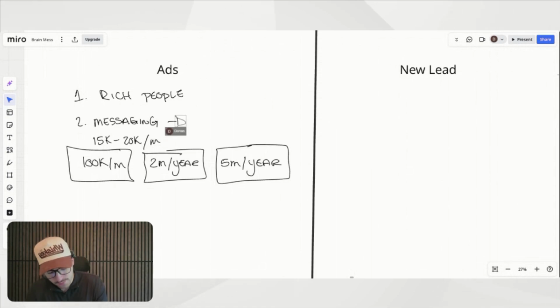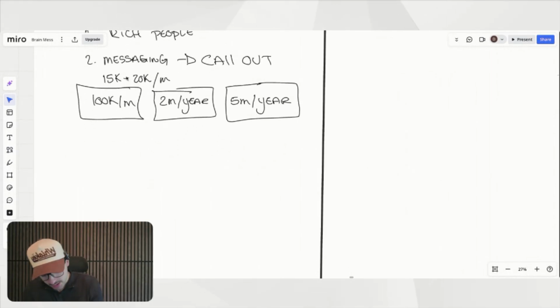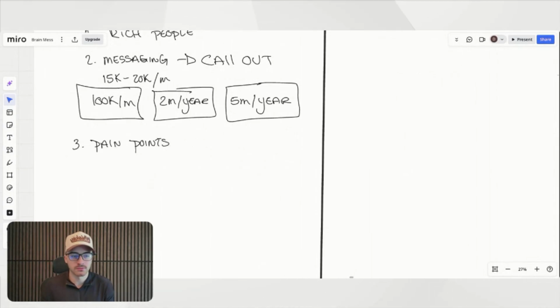So the messaging is a couple points. This is your call out. Okay. That's your call out. Now, what we need to also focus on is the pain points. Okay. Here is number 3. We'll go pain points. You need to call out their struggles. Guys, rich people, they don't give a shit about your pain. Like essentially in the sales calls, and I always tell my guys this, anyone in my mentorship or in the mastermind, you cannot speak to rich people how you speak to your average person.